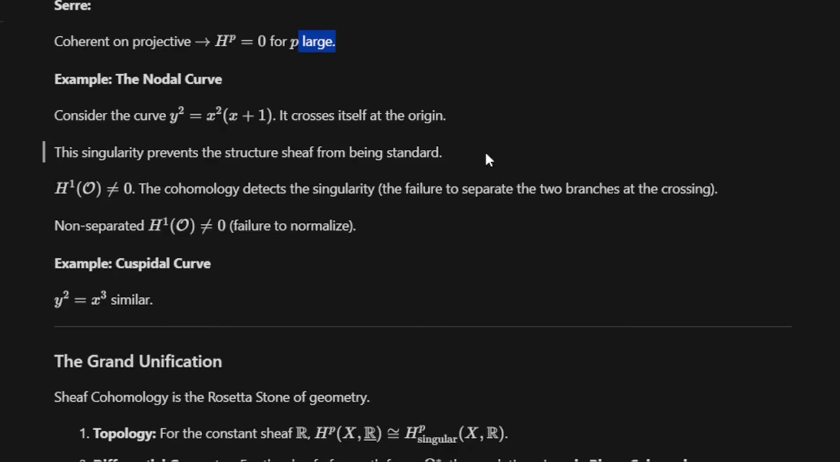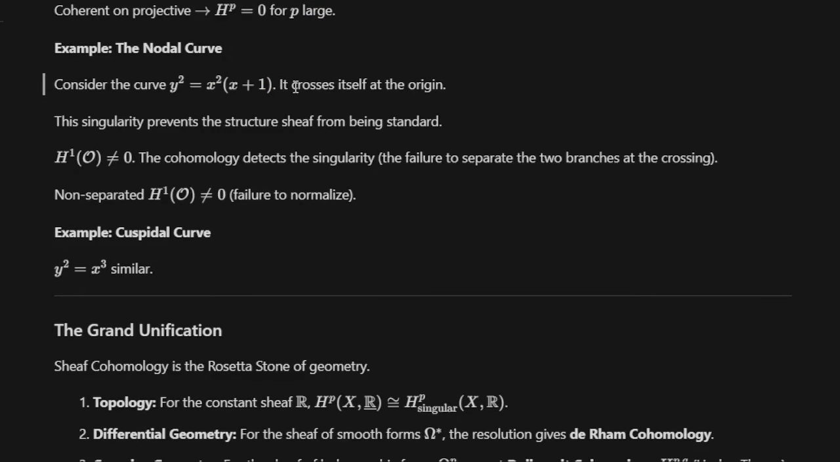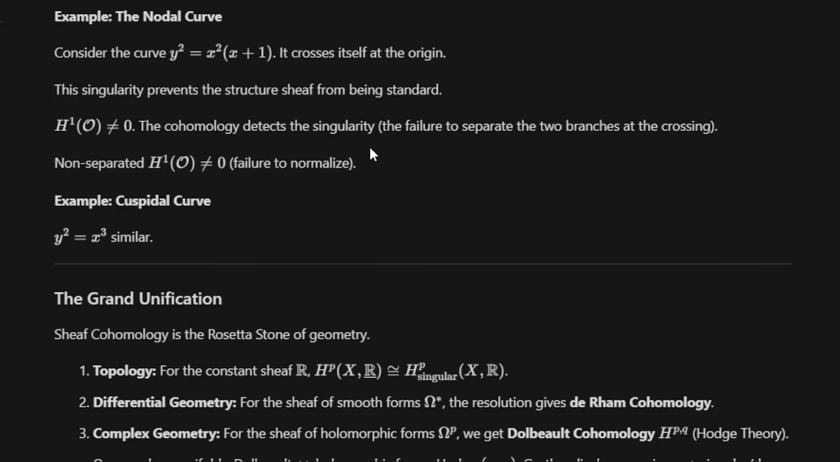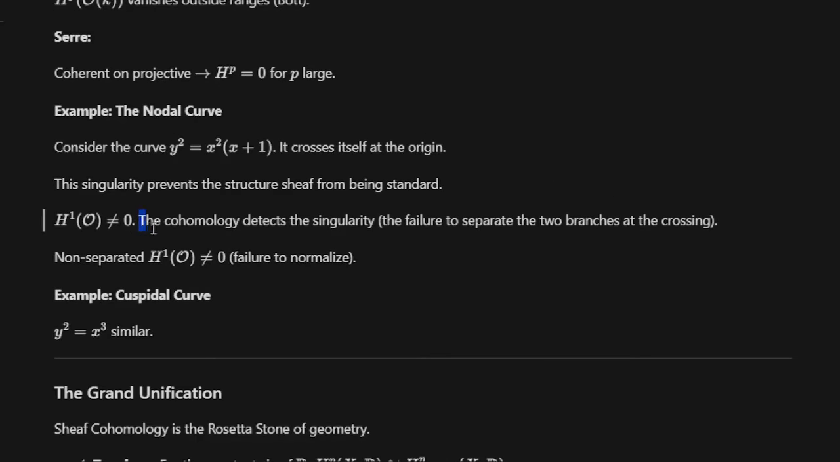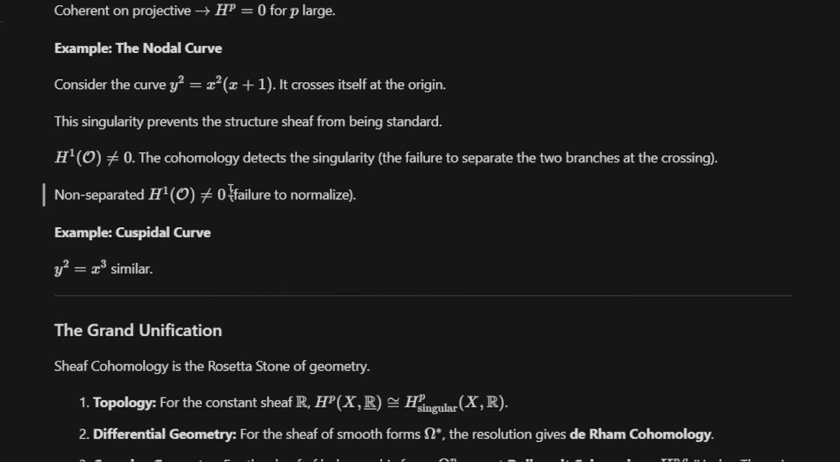All right. We can also look at the nodal curve. So consider the curve y squared is equal to x squared times (x plus 1). This curve will cross itself at the origin, and that singularity prevents the structure sheaf from being standard. So H^1 of the sheaf is not equal to 0, and the cohomology detects that singularity, the failure to separate the two branches at the crossing, and so for non-separated cohomology, we then get that it's not 0 as well, and that it's failure to be normalized.